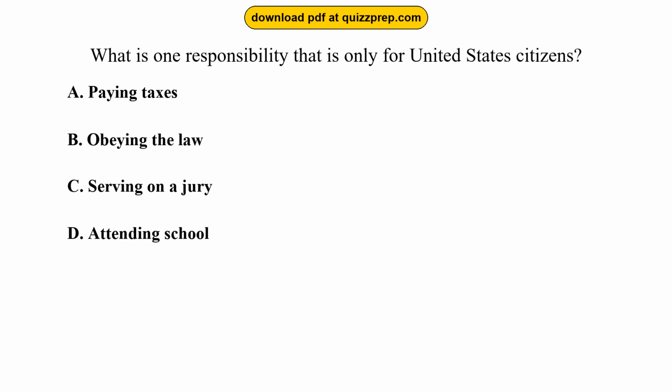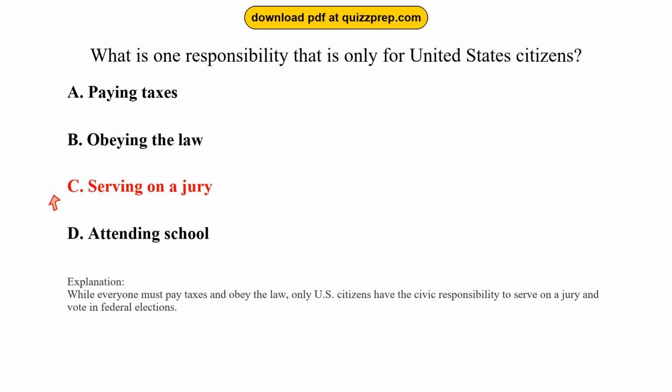Option A. Paying taxes. Option B. Obeying the law. Option C. Serving on a jury. Option D. Attending school. The correct answer is option C. Serving on a jury. While everyone must pay taxes and obey the law, only U.S. citizens have the civic responsibility to serve on a jury and vote in federal elections.